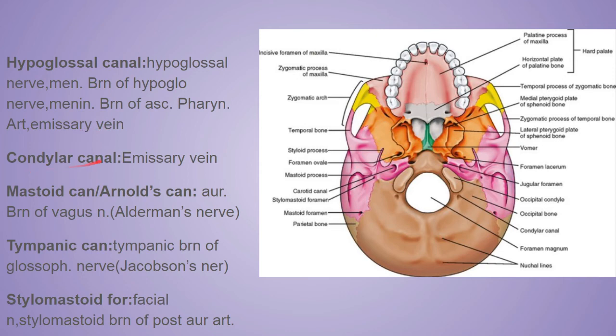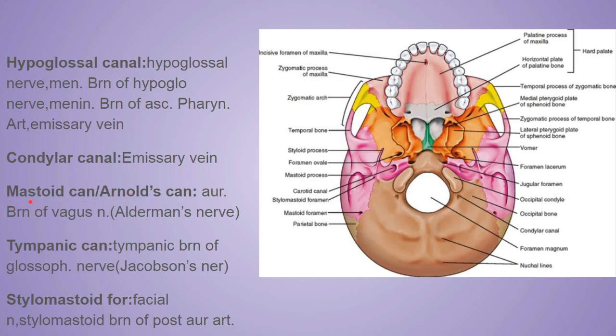Now the condylar canal is present posterior to the occipital condyles. It gives passage to the emissary vein, which connects the sigmoid sinus with the suboccipital venous plexus. Over here, the previous one was connecting the sigmoid sinus with the internal jugular vein, and this connects the sigmoid sinus with the suboccipital venous plexus. Next is the mastoid canaliculus, also known as Arnold's canal.